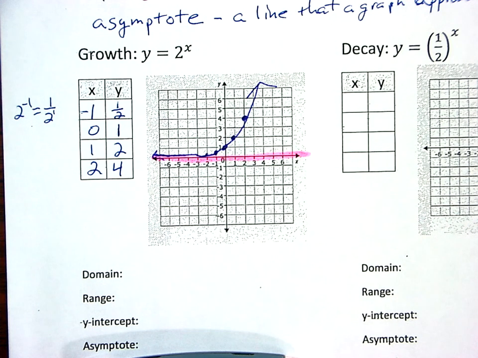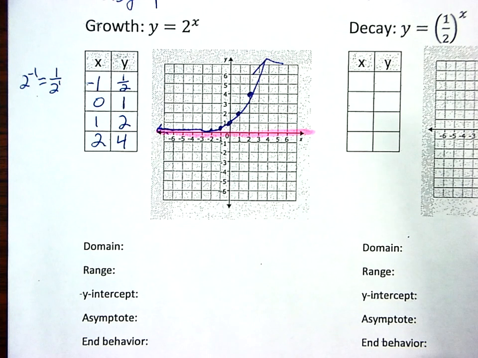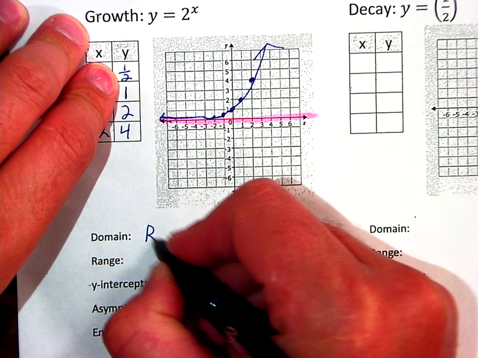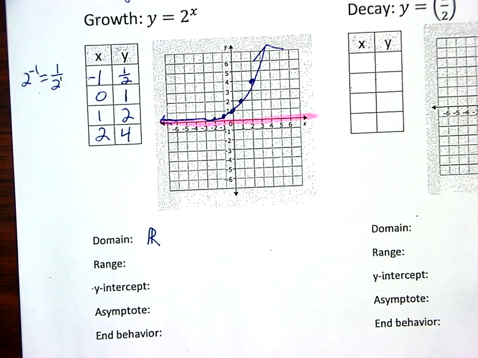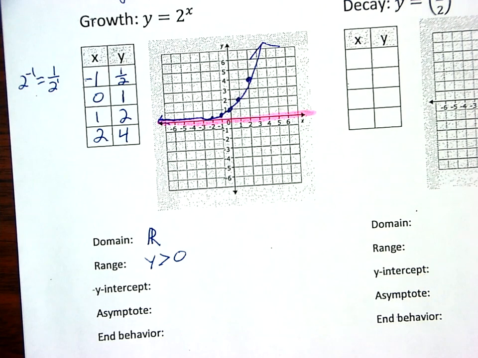All right, let's answer the questions down below. The domain. Domain is left to right. Does this graph ever stop going left or right? Nope. So we're going to use that little fancy symbol, the R with an extra line, which means all real numbers. The range, we just proved that it never touches the x-axis, so our range is y is greater than 0. Now, there's no line under it because it's not actually touching. Johnny, you good with that?